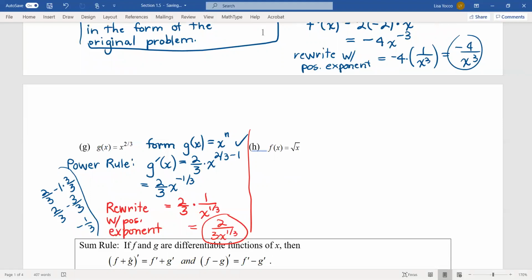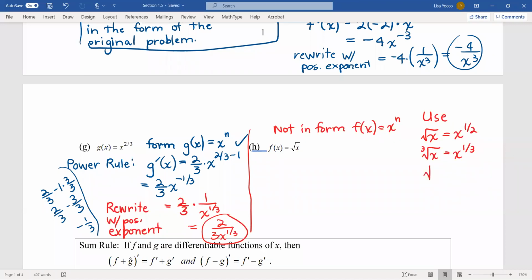Okay, for part H, that's not the form we want. It's got the x and a radical. So now we have to use, again, definitions from the world of exponents. In general, the square root of x is x to the 1/2. The cube root of x is x to the 1/3, and so on.